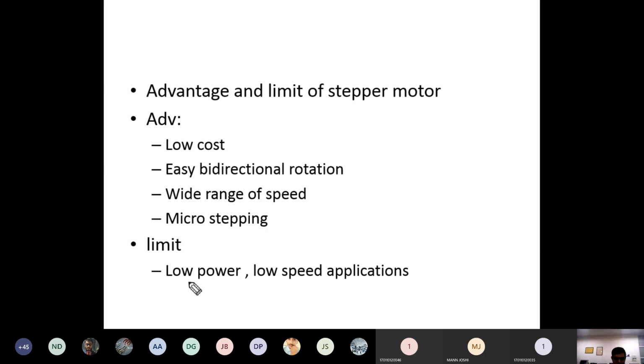What is the limitation? It is used for low power and low speed applications. When the application is low power and low speed, we use a stepper motor. So this is a limitation. I hope you are clear about the difference between stepper motor and servo motor, because you are final year students and in some projects you have to select the motor. So this is a very important thing.